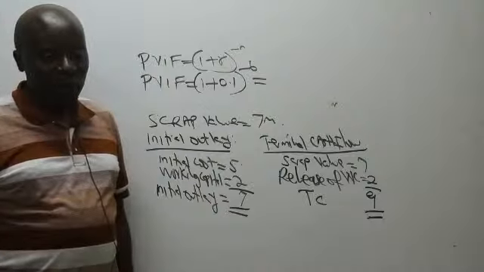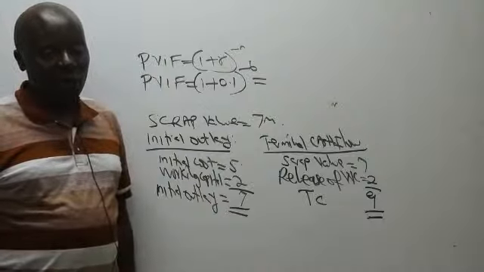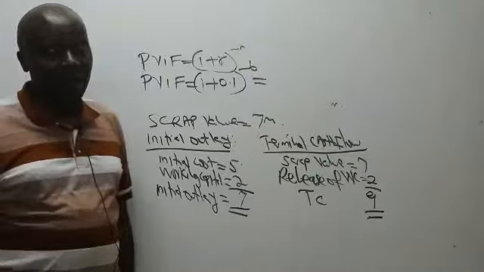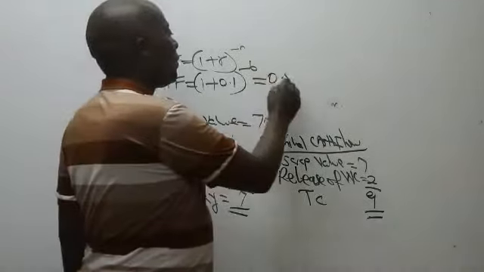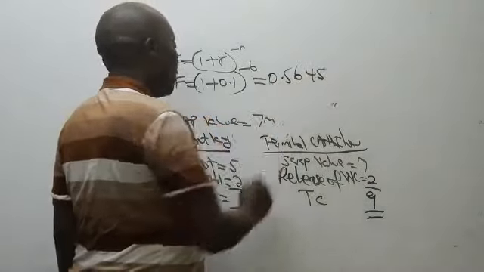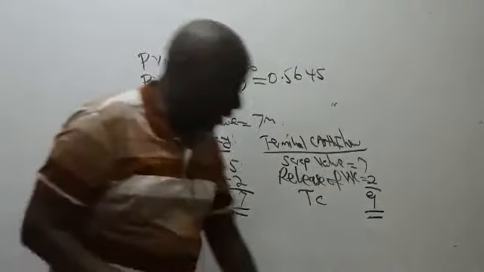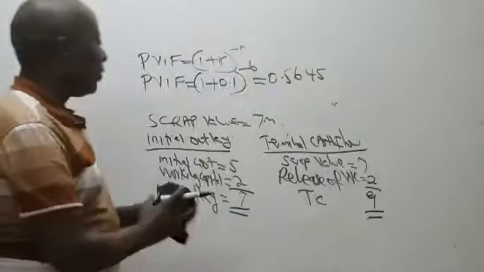1.1 raised to minus 6. That will give us what figure? Somebody there, please assist. 0.5645. Thank you very much. On the same breath, I want PVFA.